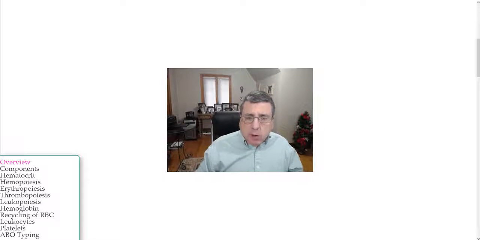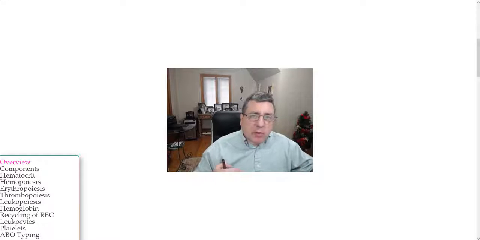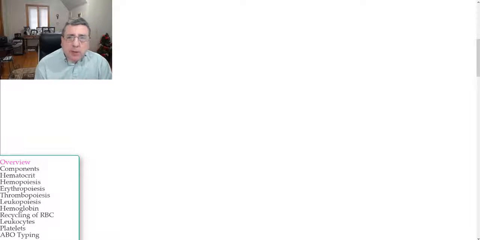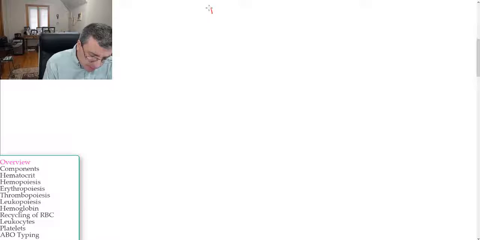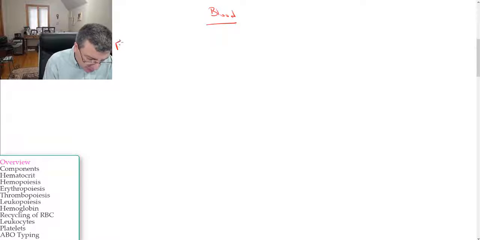The other component of blood is the liquid component, which is plasma. So we're going to look at the various components of those. Let's start here and talk about blood. Kind of had to put that in red because we're talking blood. So now that's the first thing. Let's look at functions.